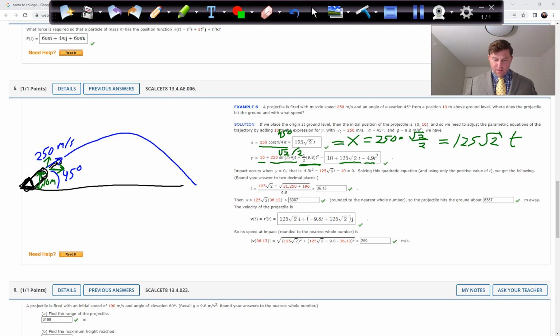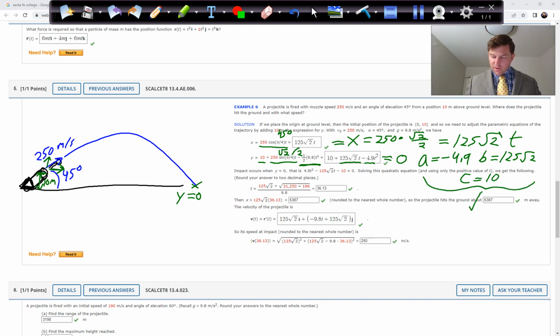Then they're going to say this thing is going to impact, so it impacts right here. Well, at that point, the y value is 0 because it's back down to Earth. So what we do is we set this equation right here equal to 0. Now this is a quadratic equation where a is negative 4.9, b is 125 root 2, and c is 10. And you're going to run all that through the quadratic formula.